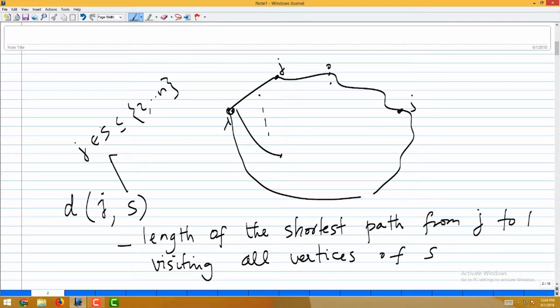So, I am going to try all possible subsets. What is my goal? I want to reduce from n factorial to something like 2 power n. N factorial was all permutations, 2 power n is all subsets. So, somehow if I get to try all subsets, then I will have a 2 power n kind of algorithm. So, from j to 1: 1 is some fixed vertex, S is some subset of 2 to n that contains j. These are the sub problems.